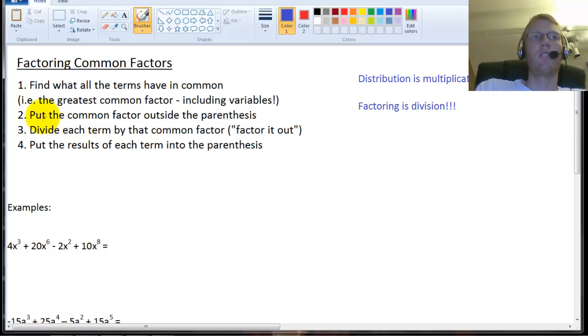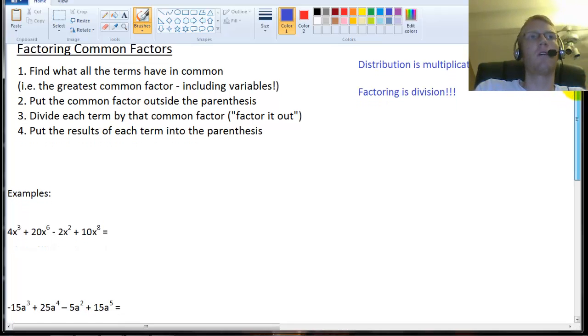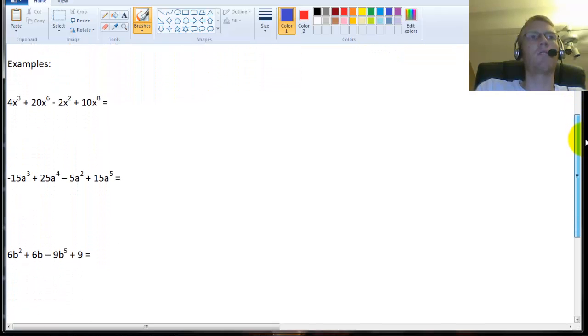Now, how do you do this? You put the common factor, whatever they had in common, outside the parentheses, and then you divide each term by whatever that factor is. Instead of multiplying it in, you divide it out, and then you write down whatever's left. So at the end of the factoring problem, it's going to look like the beginning of a distribution problem, and at the end of a distribution problem, it's going to look like the beginning of a factor. So they just go back and forth between each other. So let's take a look at some examples.